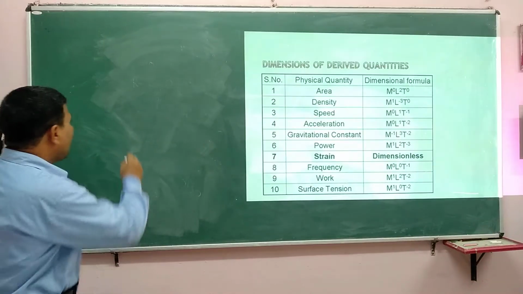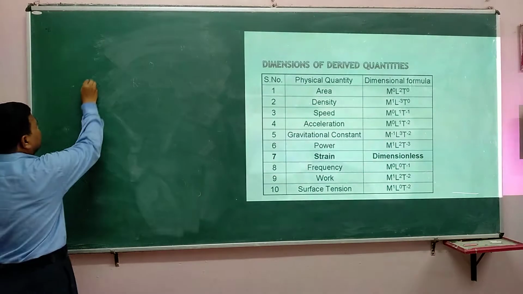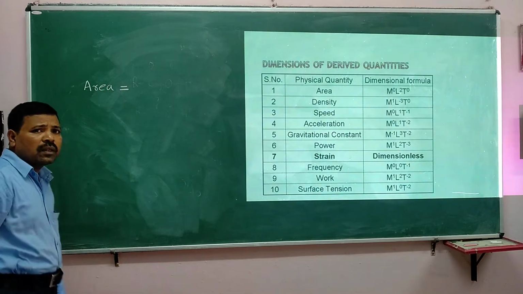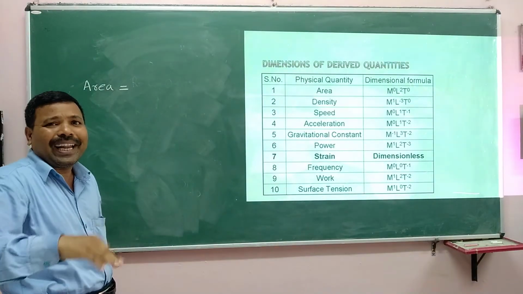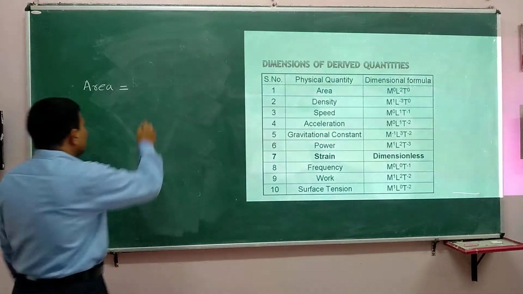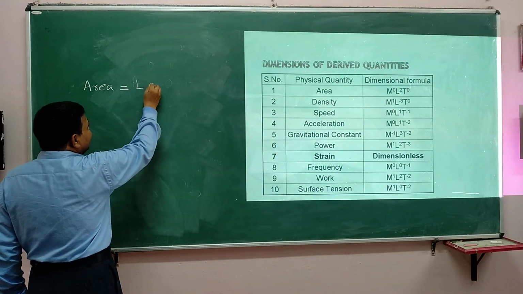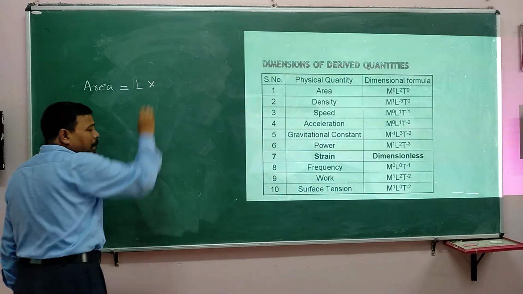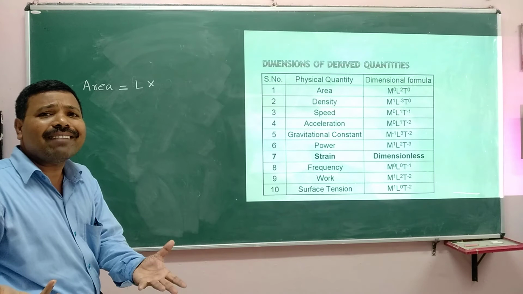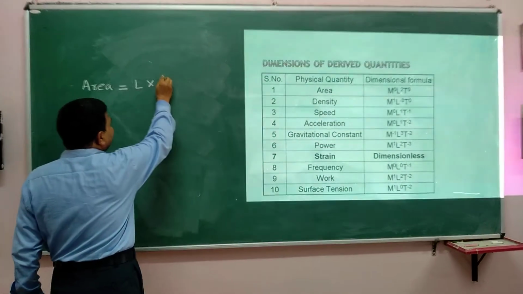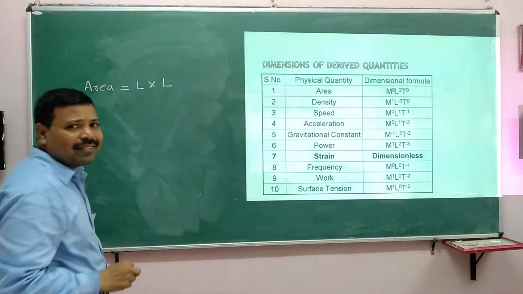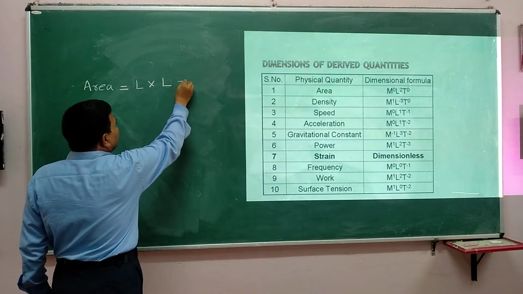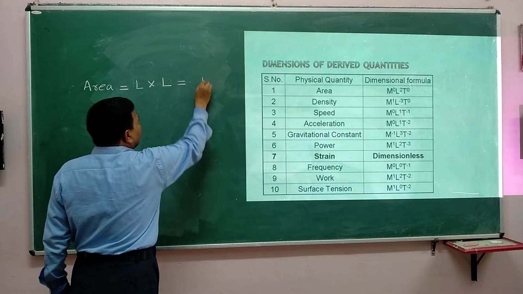Okay. How do we write area? Area is equal to length into length, or length into breadth. For a rectangle, it is length into breadth. Breadth is also measured in length. So we can write length into length. Then how do we write this one? Length into length is L square.